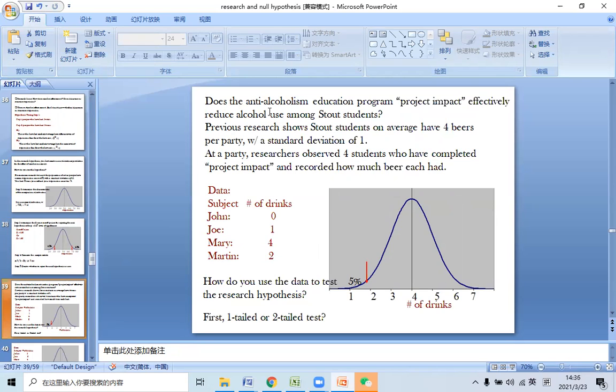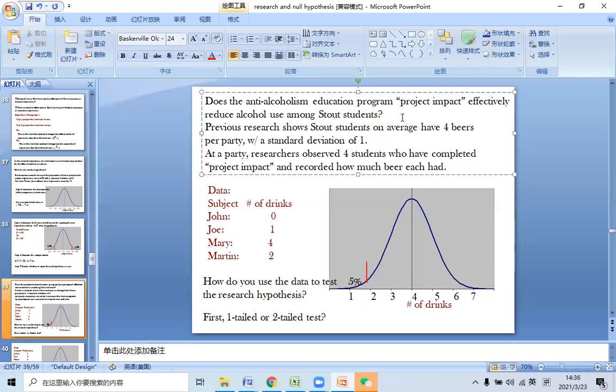Suppose you are running an education program and you want to reduce drinking problems. Drinking is a big problem for young people, especially among college students, university students. They drink too much. And you make students attend the education program. And you want to test, is it working? Are those people who attend the program drinking less than those people who have never attended the program?